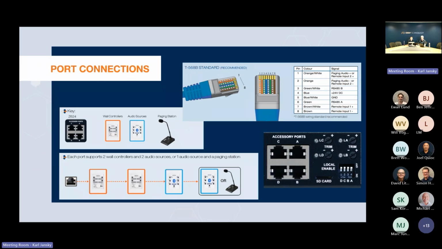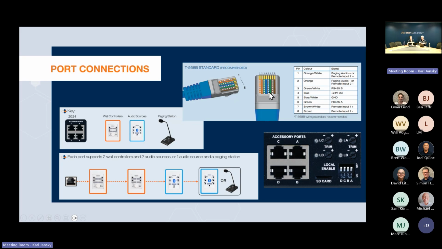So I don't want to go too much into the detail of the wiring of the system on this webinar. It's a bit too detailed. One of the things I just want to show is that each of the accessory ports are locked to the associated zone, so A, B, C, D, corresponding to the output zones A, B, C, and D. And on each of the accessory ports, you can have up to 2 wall controllers, 2 audio wall plates, or if you have a paging station, it replaces one of the audio wall plates.